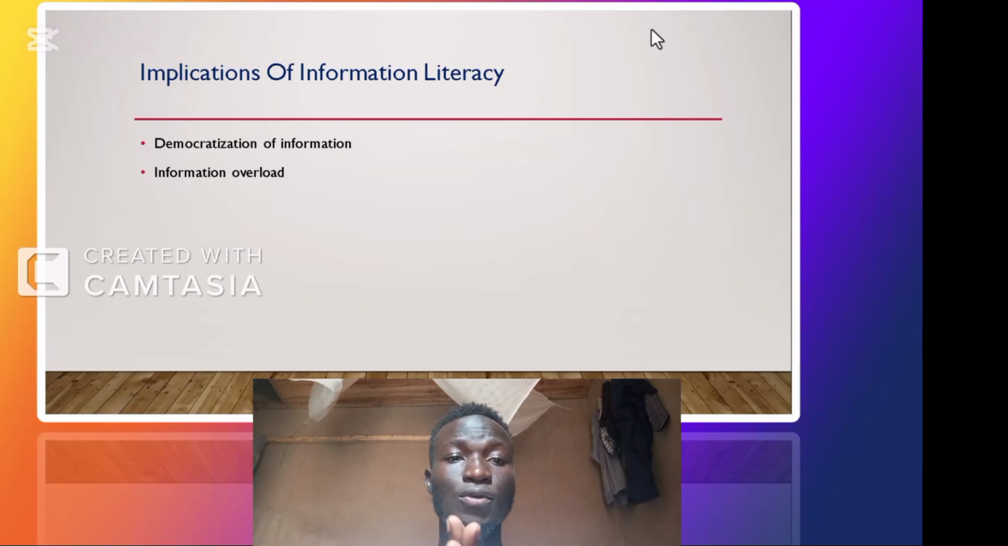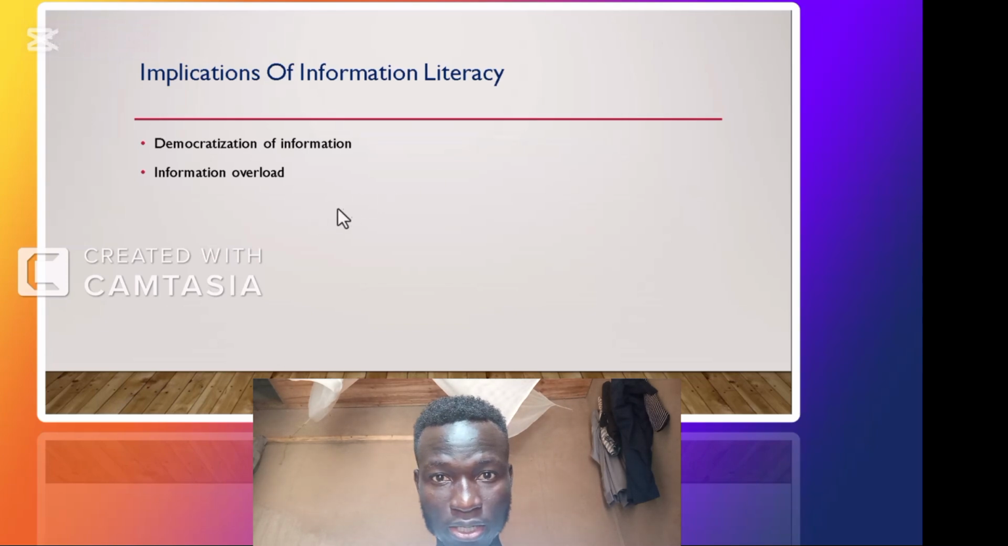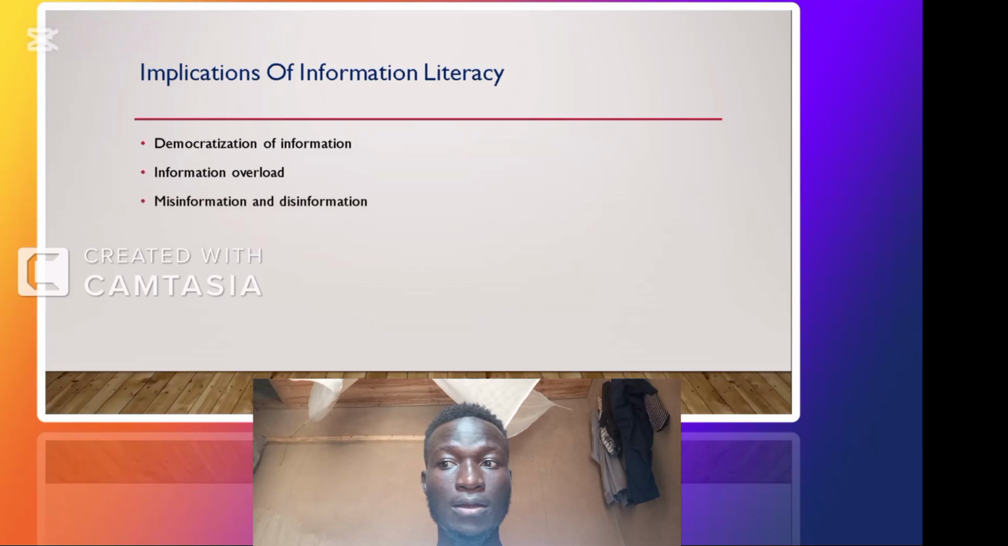democratization of information. Yes, this one is just the legal use of information. It simply means the legal use of information by everyone. And then the next one is information overload. So I think those are some of the applications of information literacy that we can look at.